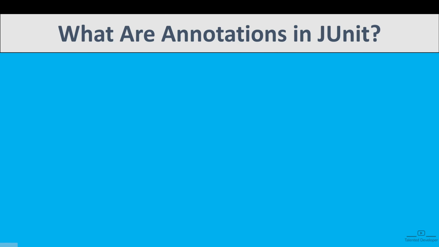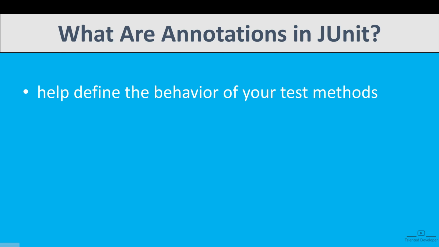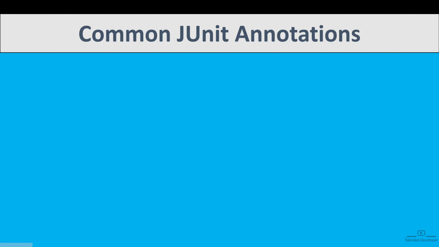What are annotations in JUnit? Annotations in JUnit are special markers that help define the behavior of your test method. They provide information to the JUnit framework on how to execute the test. Let's go over some of the key annotations you will encounter in the future and right now also. So here are the most commonly used JUnit annotations.